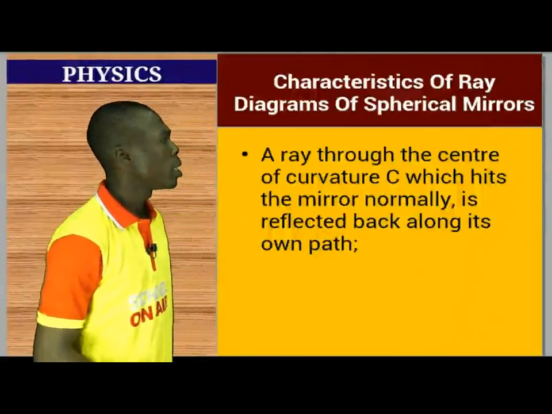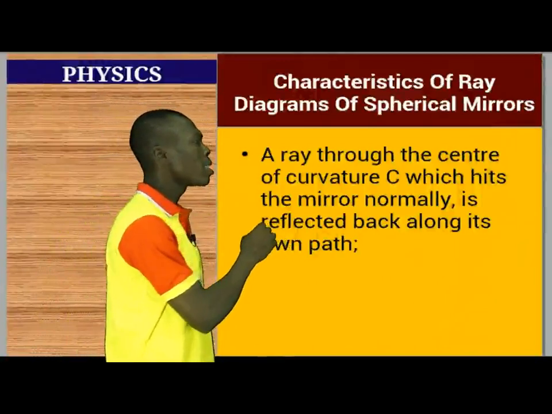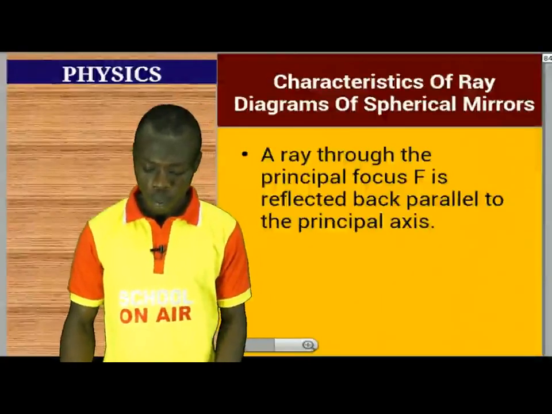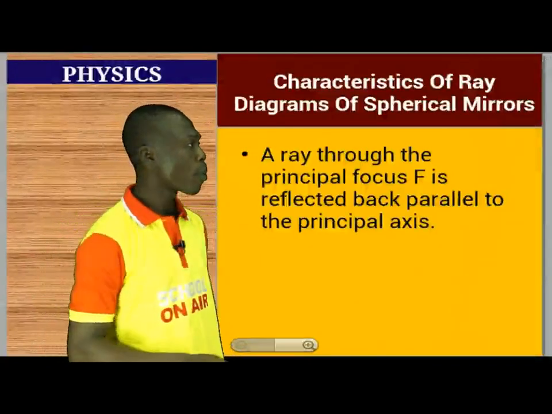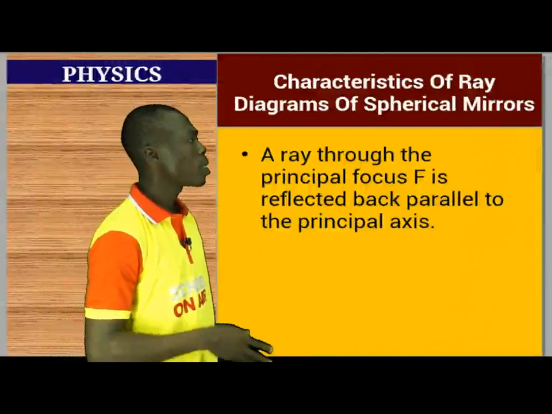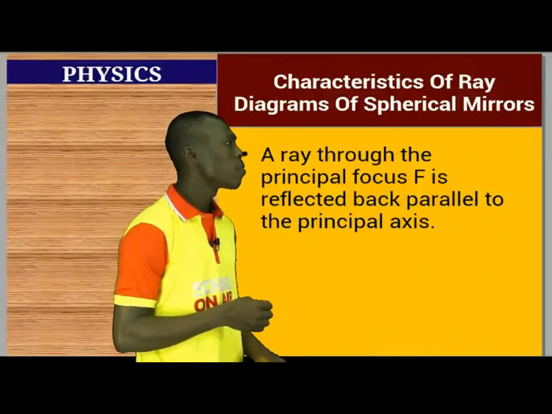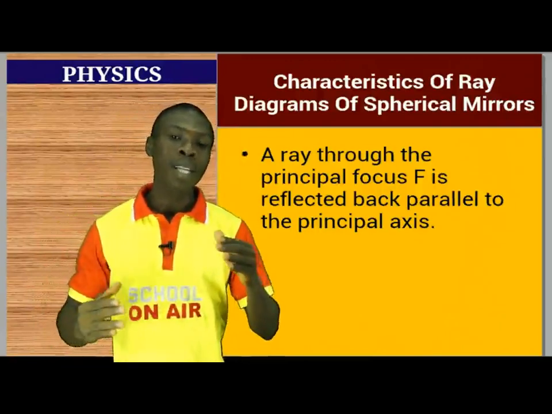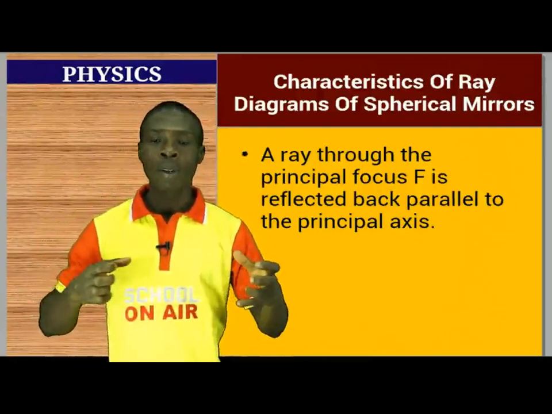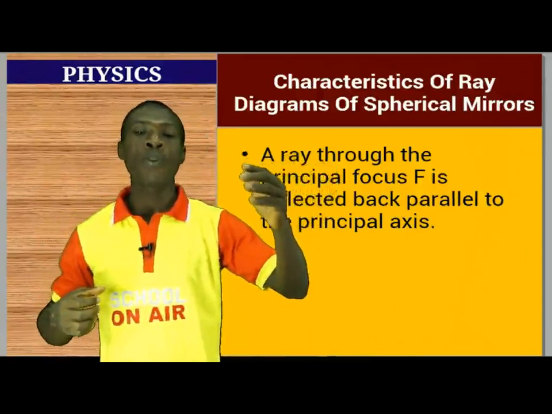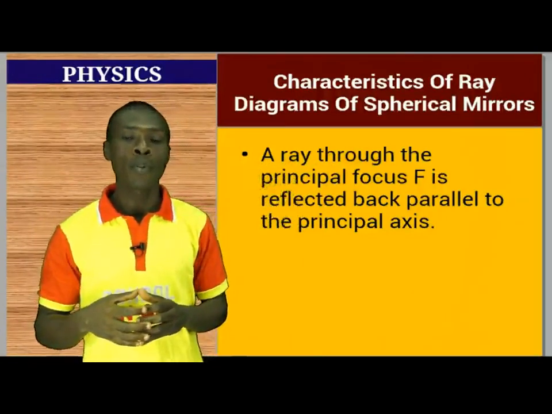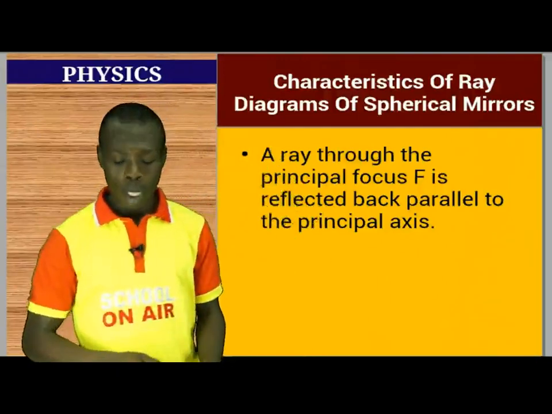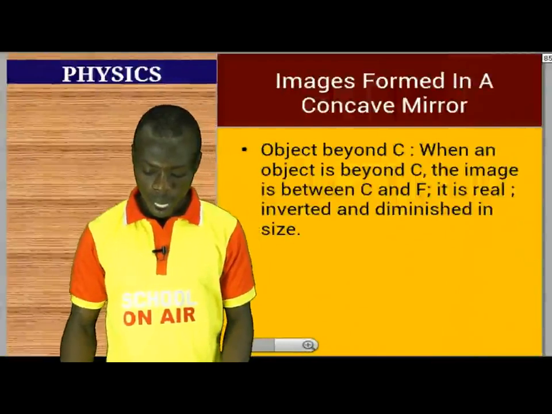And then when we have a ray that is through the center of curvature, which hits the mirror normally, we said it's reflected back along its own path. And then when you have a ray that is passing through the principal focus, F, it is reflected back parallel to the principal axis. So it's like the principal axis and the focus, they are always working together. Because when you have a ray parallel to the principal axis, it is reflected through the principal focus. And now that you're having a ray through the principal focus, it's reflected back parallel to the principal axis.